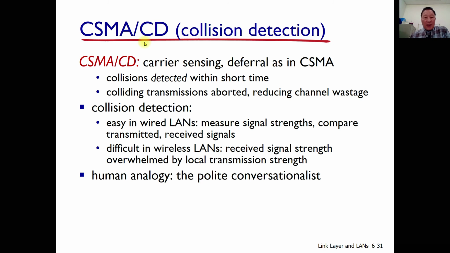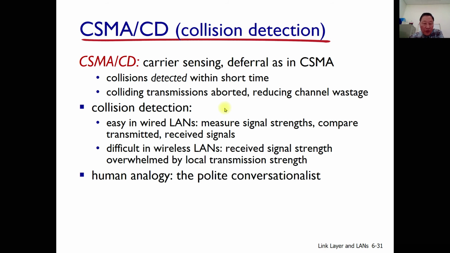Next is a more advanced one based on collision detection. This is implemented in the protocol CSMA/CD, the Ethernet protocol: carrier sensing multiple access with collision detection. Deferral is as in CSMA, and collisions are detected within a short time. The colliding transmissions are aborted, as I mentioned, and after that we can reduce channel wastage.